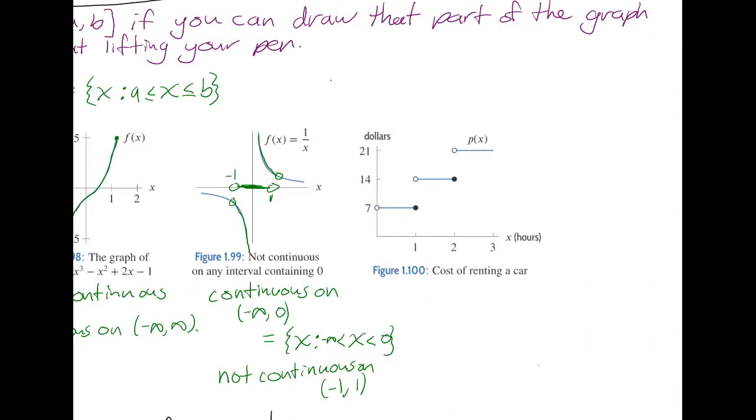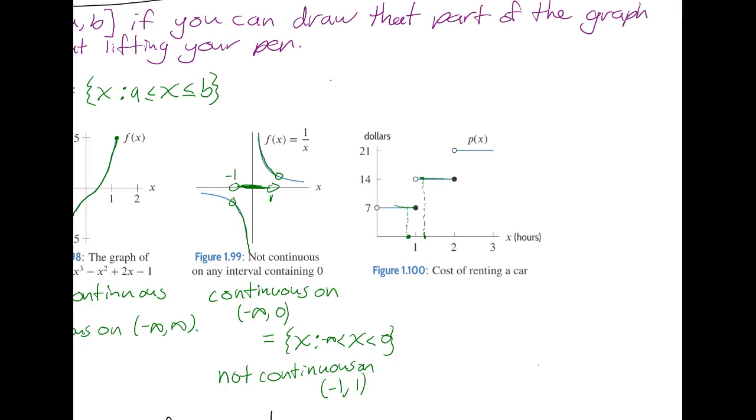Here's another one. This is sort of a real life example where the cost of renting a car, they charge by the hour. It costs $7 per hour, but they always round up. So for example, if you use the car for 55 minutes, then the cost of renting the car is $7. But then if you rent it for just an hour and 10 minutes or something here, then they round up to 2 hours and you pay $14. So this part of the graph you can't draw without lifting your pen, so it's not continuous there.